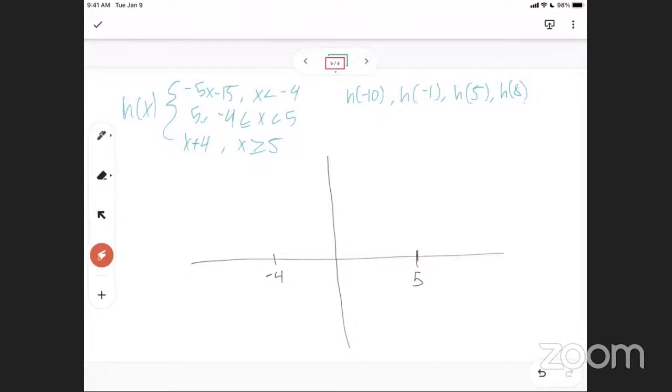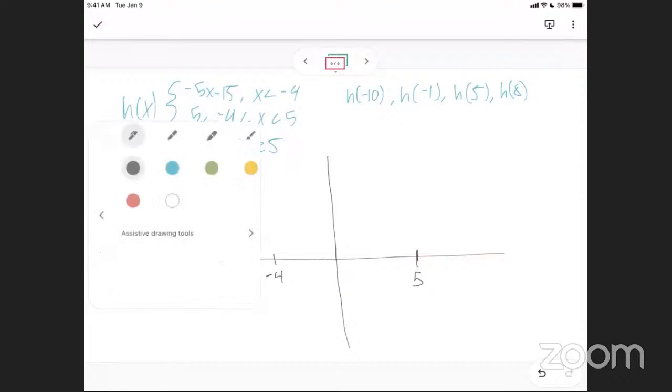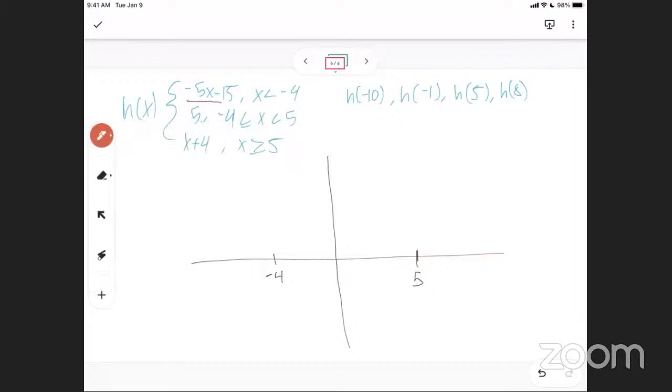Now, they probably didn't ask you to graph it, did they? No. So we don't really need to graph it, but I'll show you that it's really not that big of a deal to graph it. What I would literally do is take this -4 and plug it in for x and find out what that point is. -4 times -5 is +20. 20 minus 15 is 5. So -4, 5 is your point.